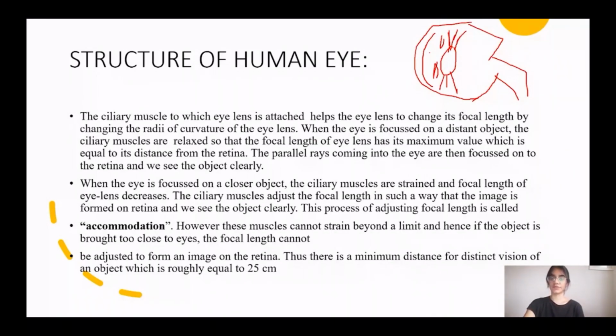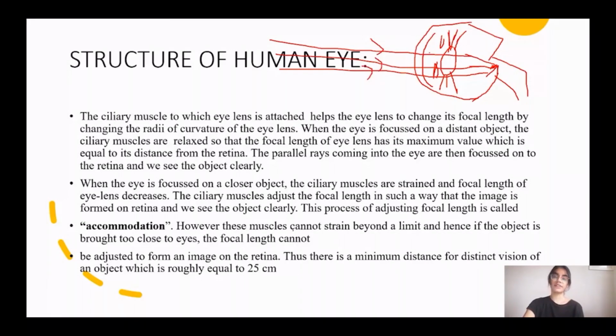So when the eye is focused on a distant object, ciliary muscles are relaxed so that the focal length has maximum value, which is equal to the distance from the retina. The parallel rays which will come into the eye then focus on the retina and the image will be formed clearly. So here are parallel rays, let's say they are coming from an infinite distance and they will form the image right at the retina. And for this, the focal length doesn't have to change. The ciliary muscles don't have to expand or contract.